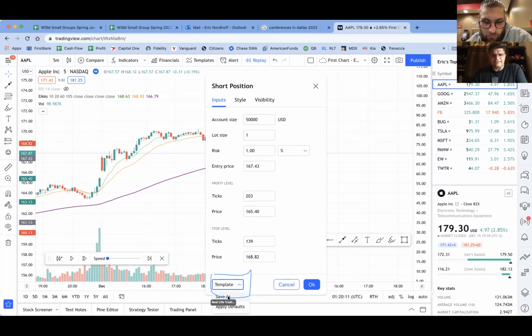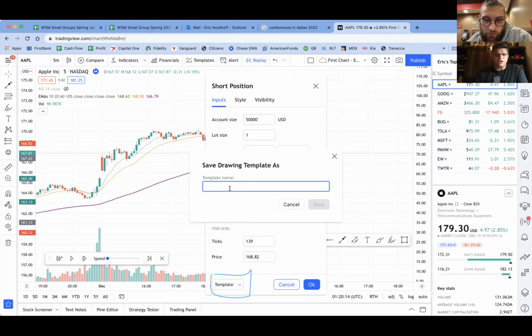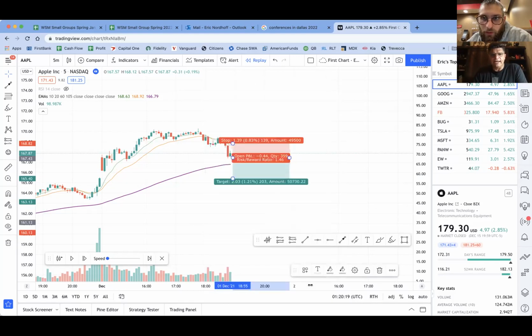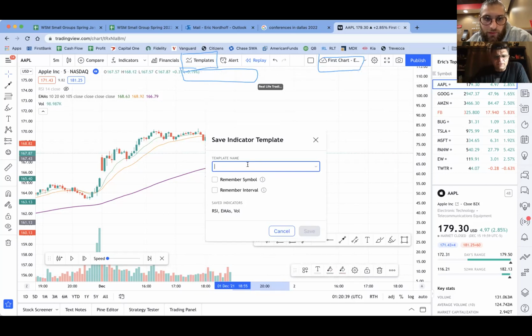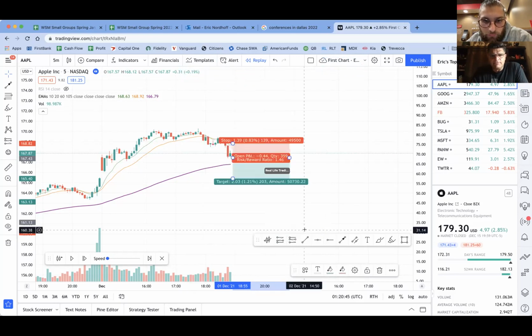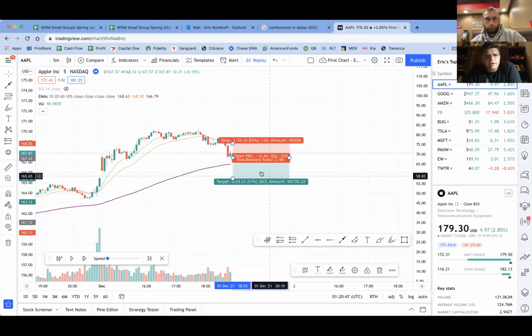Go to Save as, and call it Default, or 50 grand, whatever you want. Then click OK. Now come up here and click this little guy, then click templates, save indicator template. Template name: day trade. Save. There you go, you should be good. From now on, it'll set me up with a one risk.